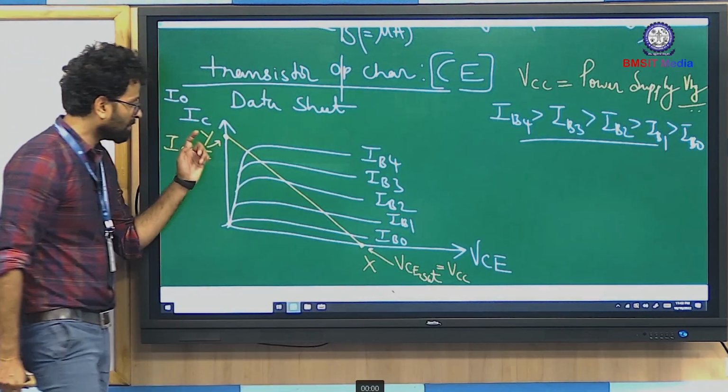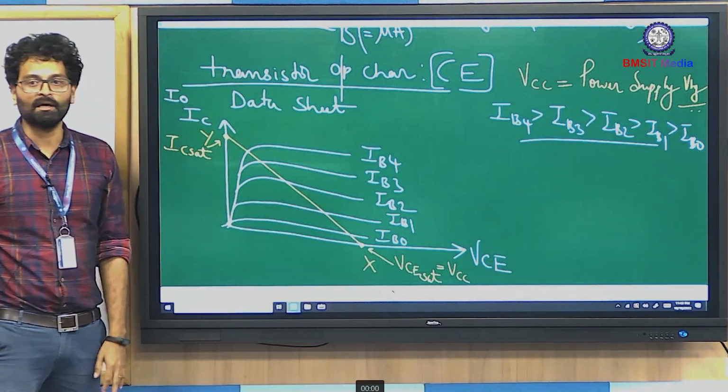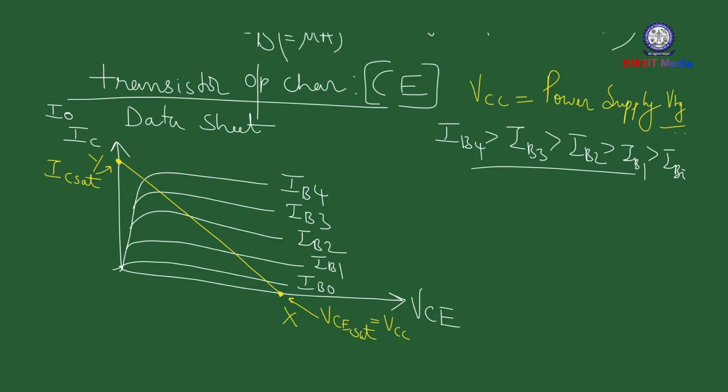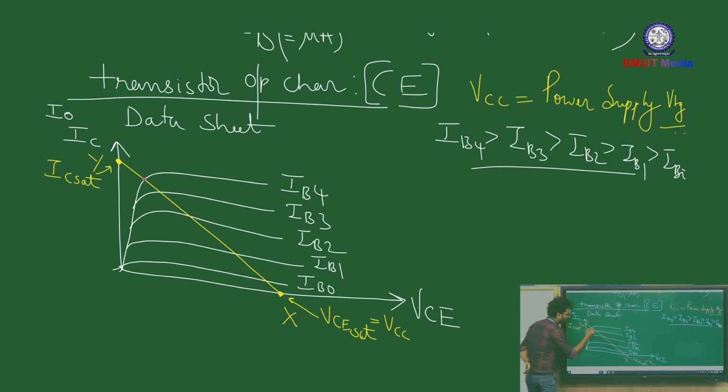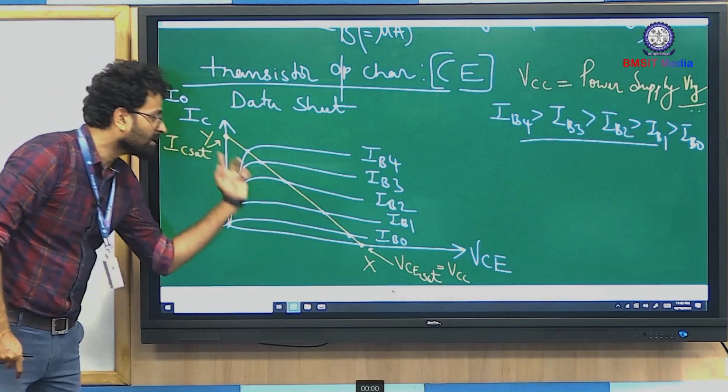Now, when you join the two points x and y using a straight line, what you get are different intersection points with the transistor output characteristics. For example, the yellow line, which is called the load line, intersects the transistor output characteristic corresponding to IB4, and it also cuts the IB3 characteristic curve, IB2 as well, IB1 as well, IB0 as well, right? So basically, you get different operating points.